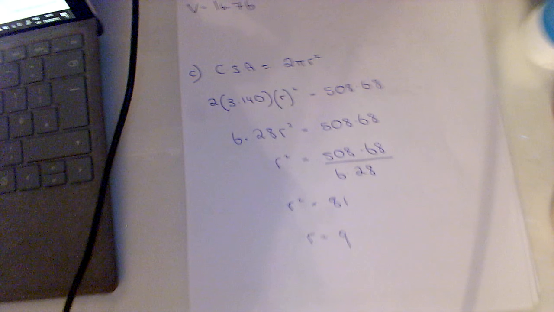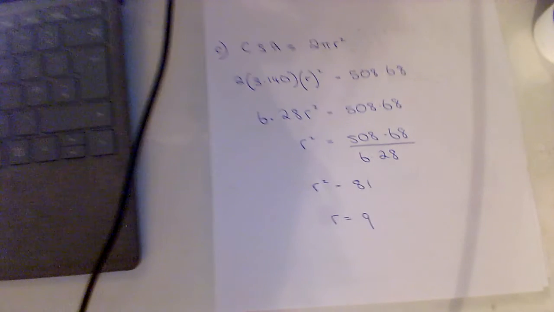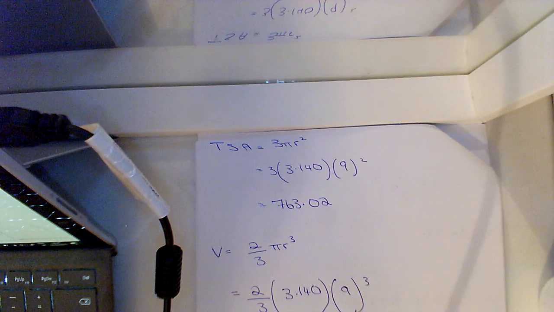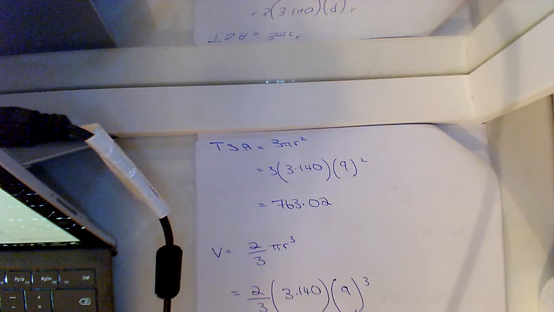Total surface area then is equal to 3 pi r squared, so I have 3 bracket 3.14 bracket 9 to be squared, and that's equal to 763.02, and the volume is equal to 2 over 3 pi r cubed. My volume then, when I sub that in, I get 1526.04. Okay, on to question 2.